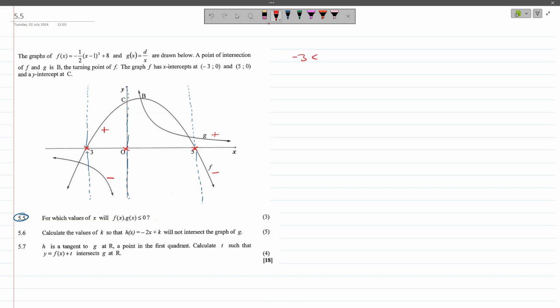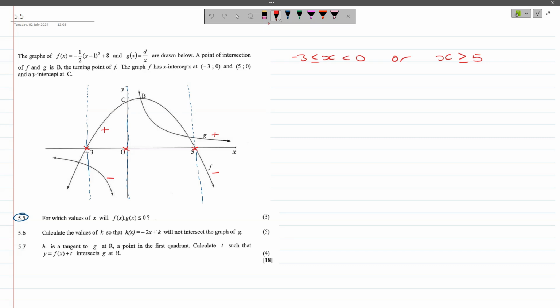So between minus 3 included and 0. We can't include 0 in our answer because we know that the hyperbolic function is not defined at that point since it's an asymptote. Or we have that x is greater than or equal to 5, since both functions are defined at 5. So this is your answer.